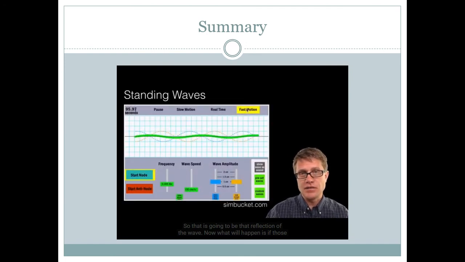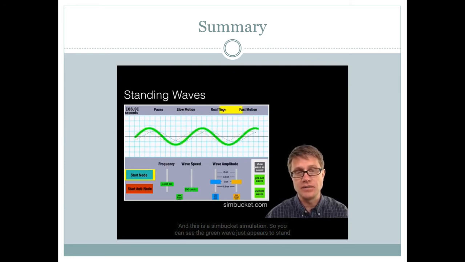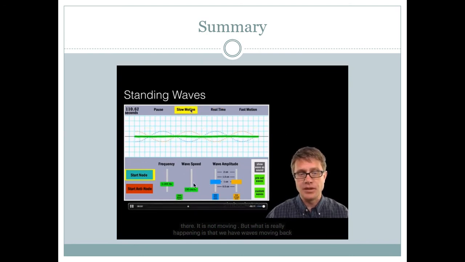Now what will happen is if those waves keep bouncing back and forth, they're adding to and subtracting from each other, and so you get what are called standing waves. This is a Sim Bucket simulation. You can see the green wave just appears to stand there. It's not moving. But what's really happening is that we have waves moving back and forth. We have a blue wave that's moving to the right. It's reflecting back, and then it's moving to the left as this orange wave.